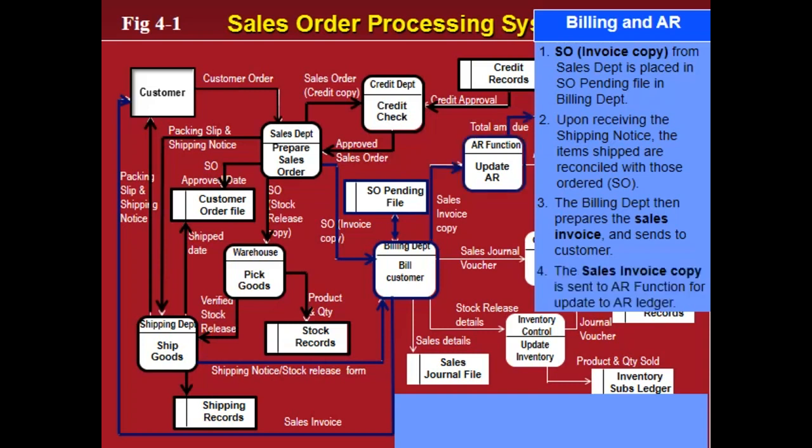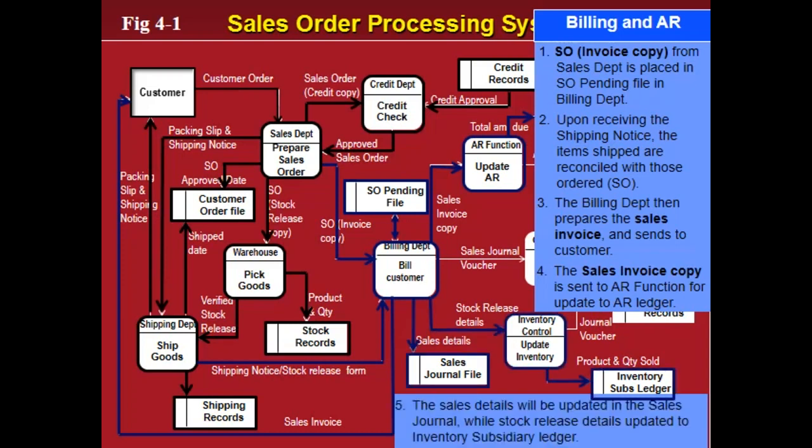to the customer. A copy of the sales invoice is then sent to the AR function for an update to the AR subsidiary ledger. Now the sales details will then be updated in the sales journal, while the stock release details are used to update the inventory subsidiary ledger. Take note that the billing department waited for documents from the shipping department before they sent the invoice to the customer. Do you know why? This is an important internal control to ensure that customers are only billed for items that have been shipped or delivered.